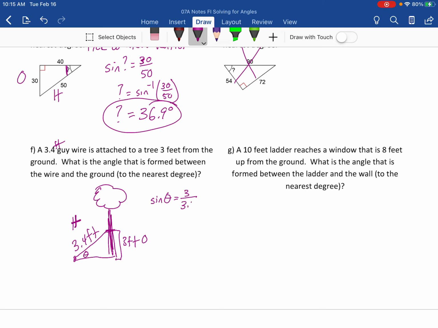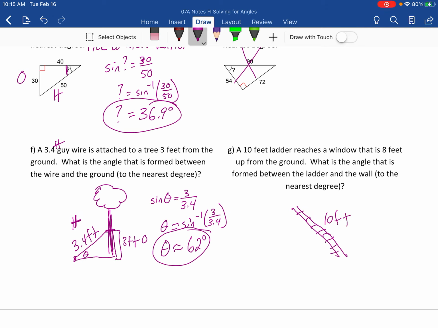Okay, so this is the angle. This is the opposite, this is the hypotenuse. So I'm going to say the sine of my angle is equal to 3 over 3.4. So my angle is going to be the inverse sine of 3 over 3.4, which is going to give me approximately, because it says to the nearest degree, approximately 62 degrees.